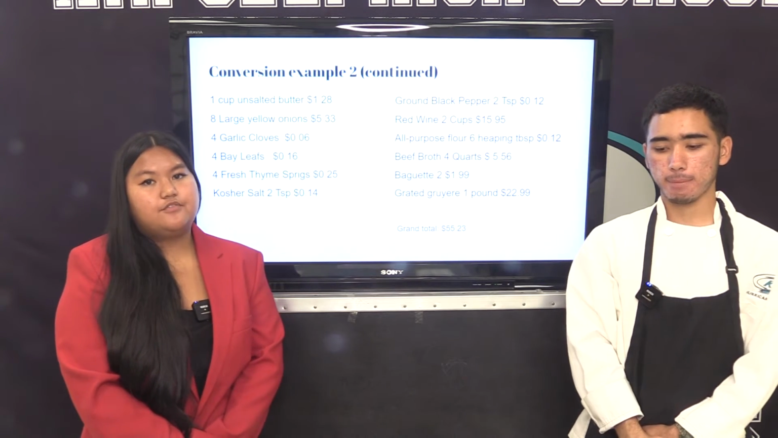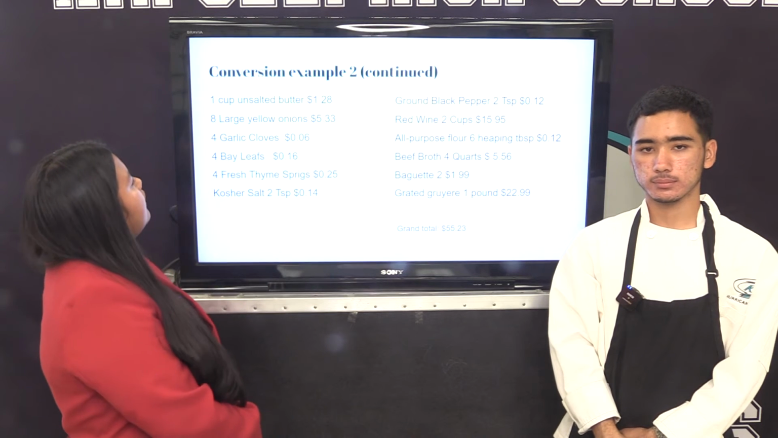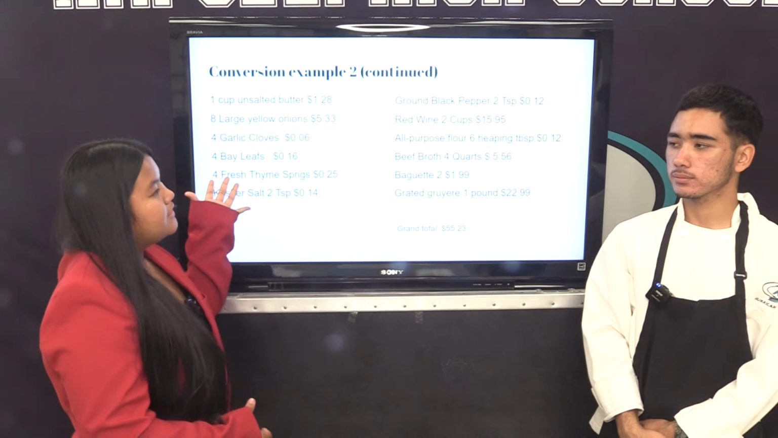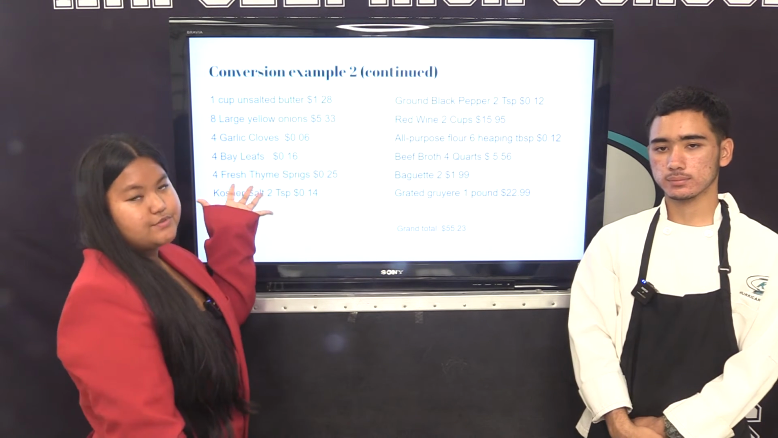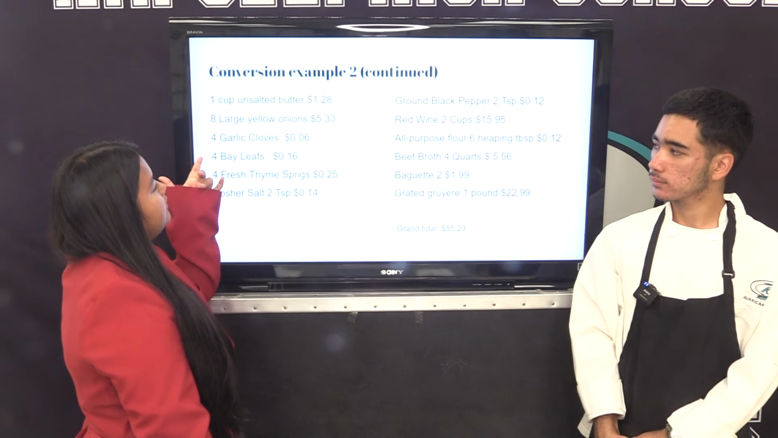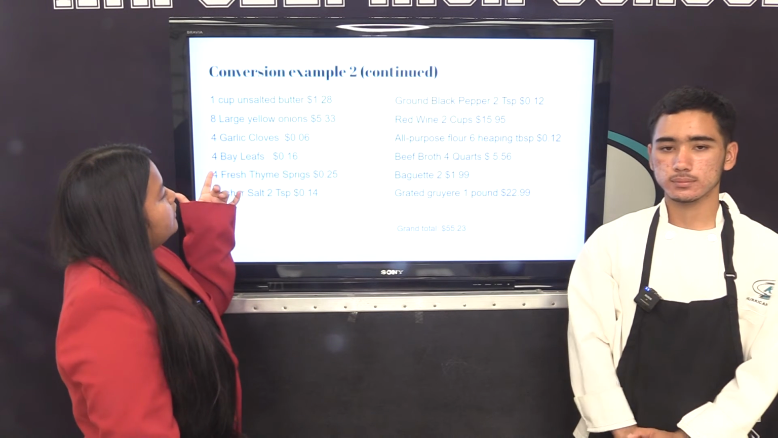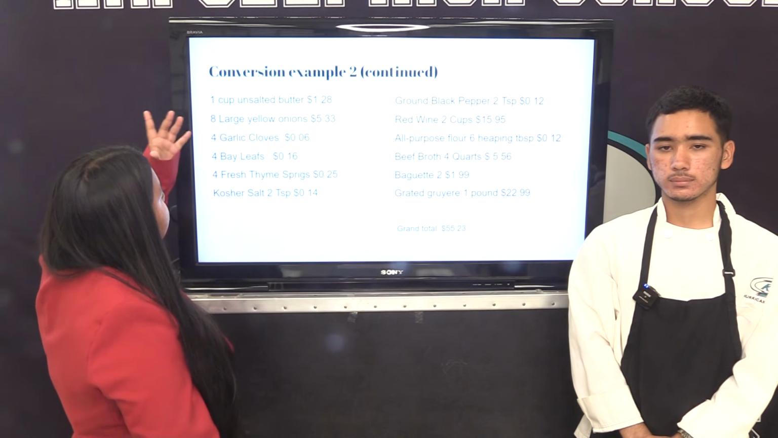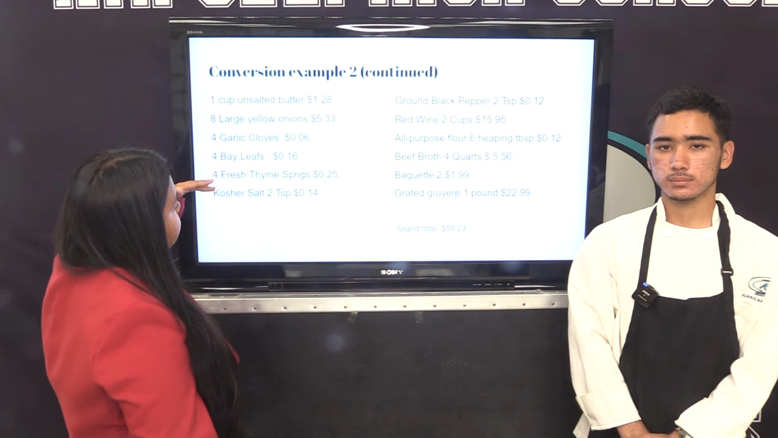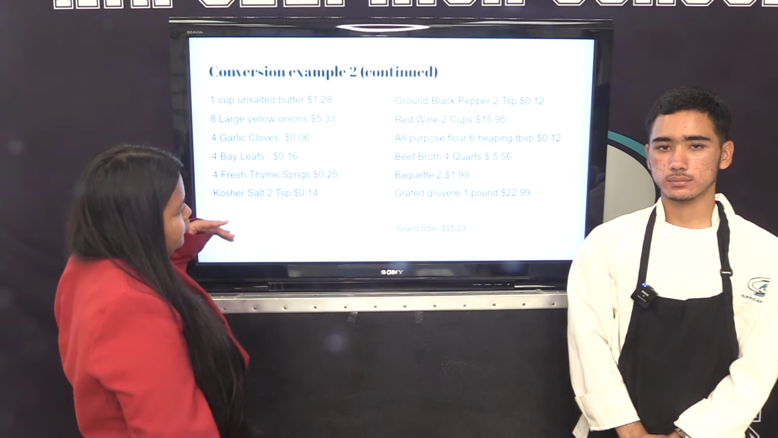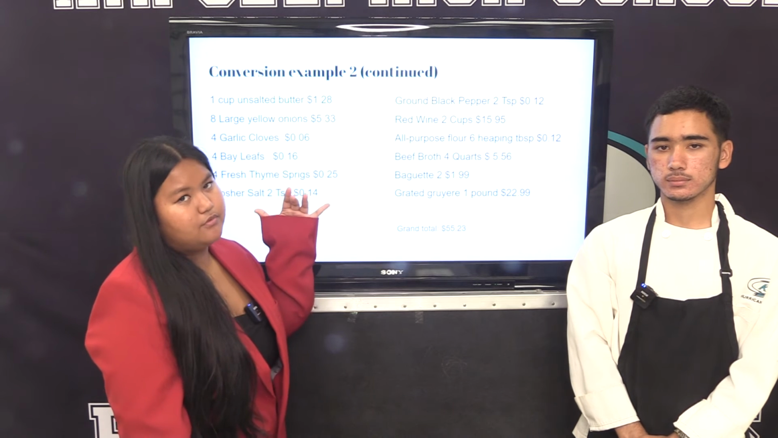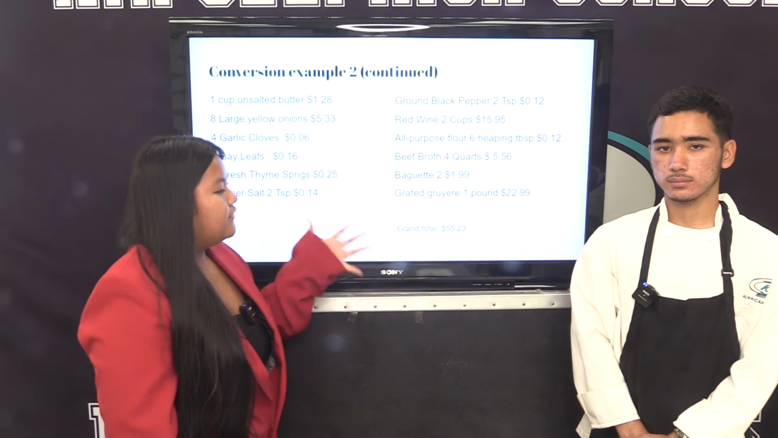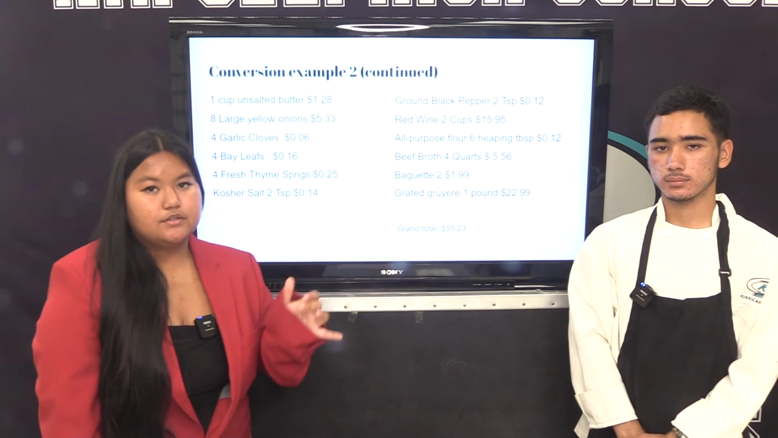So continuing on from our French onion recipe, what we have listed on the board here is the unit prices for the ingredients for the 4 servings recipe. So 1 cup of unsalted butter is $1.28. So we found the unit prices for the 4 serving recipe, and by finding the unit prices for how much is needed to have the 4 servings, we got a grand total of $55.23.